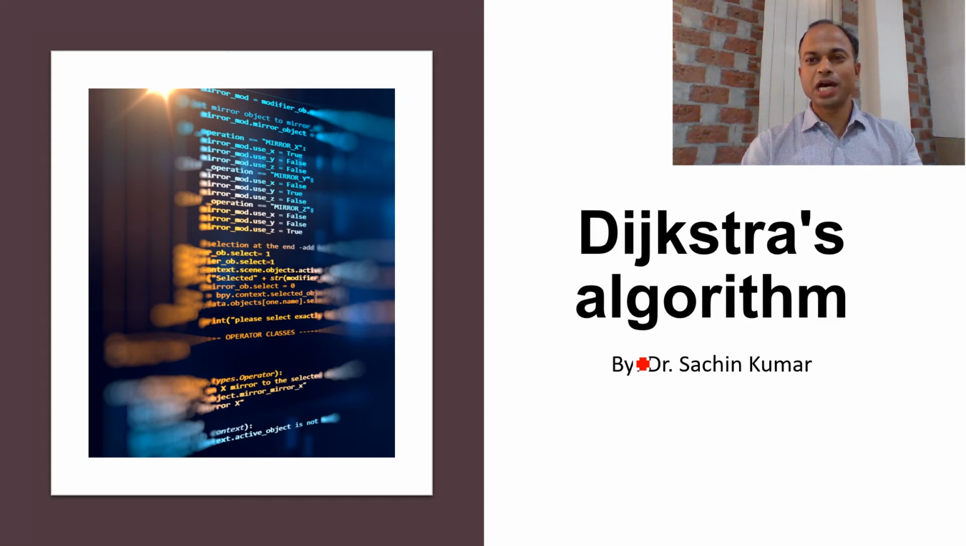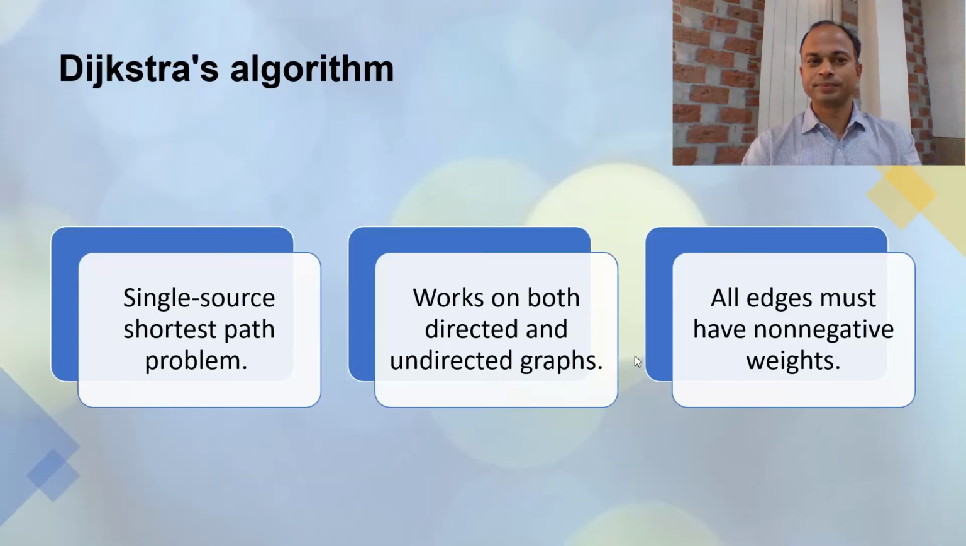In this video, we are going to discuss Dijkstra algorithm. This algorithm is basically used for shortest path problem. Basically, this algorithm is used for single source shortest path problem. I mean, source is single, destination may be multiple.